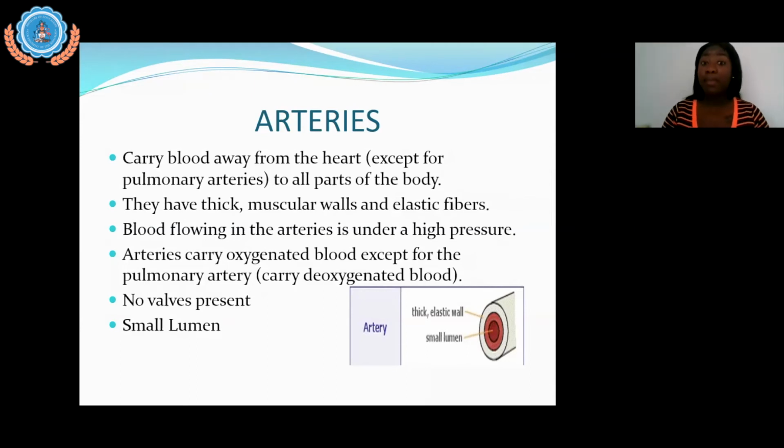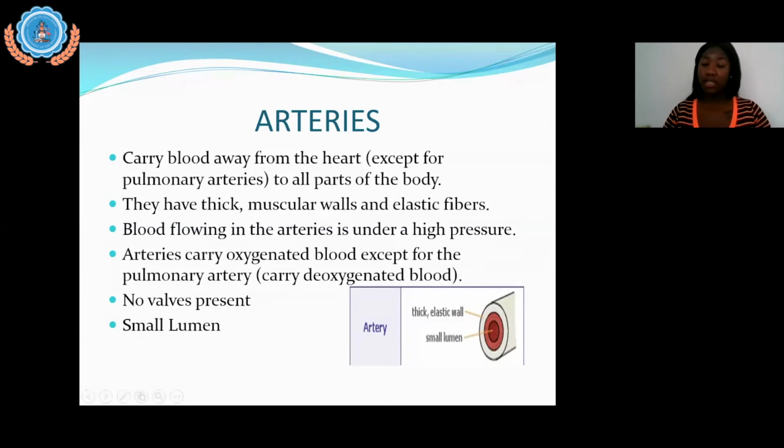They have thick muscular walls and elastic fibers. Blood flowing in the arteries is normally flowing under high pressure. Arteries carry oxygenated blood except for the pulmonary artery, because the pulmonary artery carries deoxygenated blood, which, as we know, is an exception to the rule about arteries. The arteries have no valves present, and their lumen is usually small.